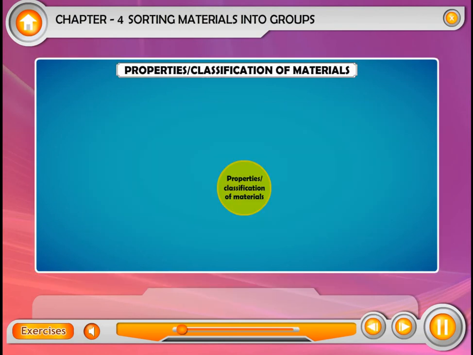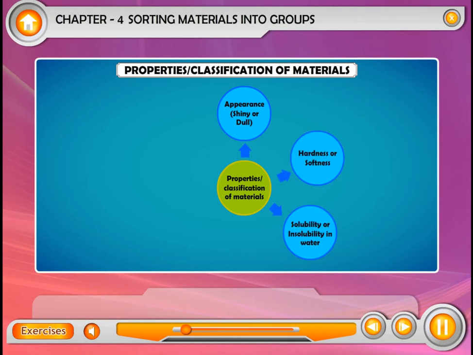Properties or classification of materials. Different materials have different properties. Thus, the materials are classified on the basis of certain properties, such as A. Appearance, shiny or dull. B. Hardness or softness. C. Solubility or insolubility in water. D. Heaviness or lightness with respect to water. E. Transparency, translucency or opaqueness. Now we will discuss each property in detail.